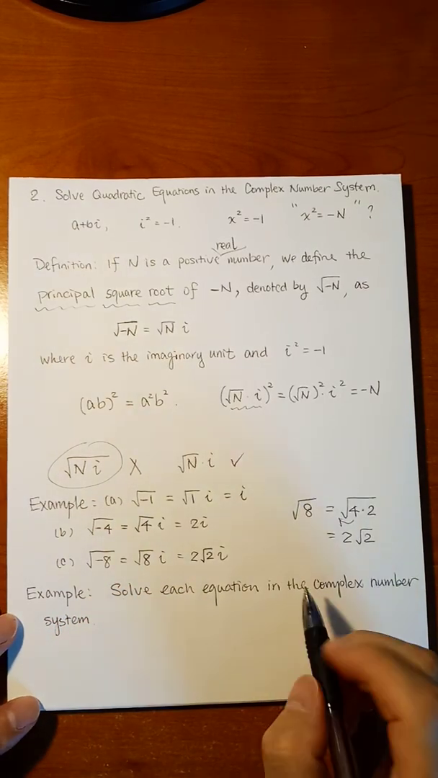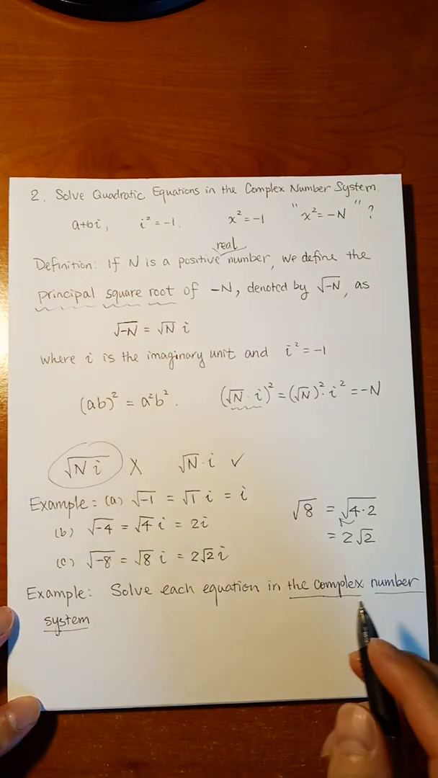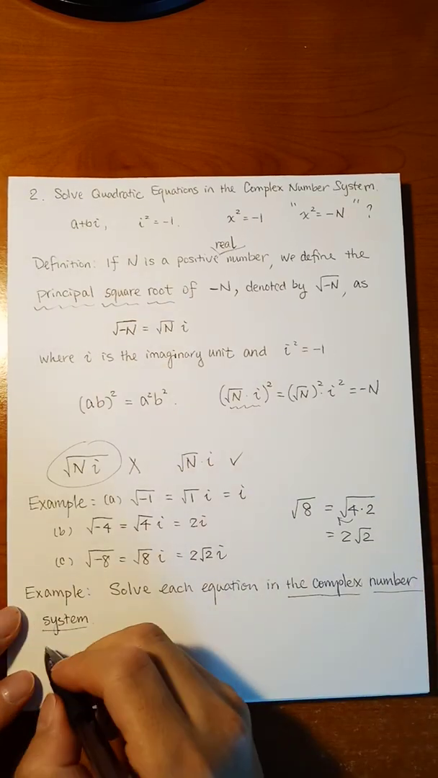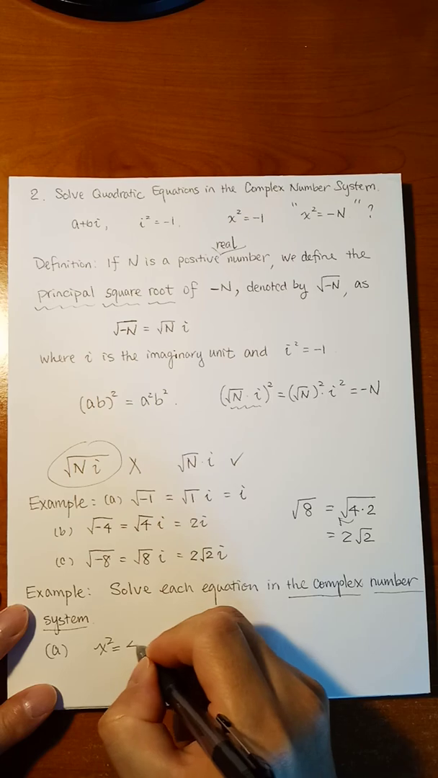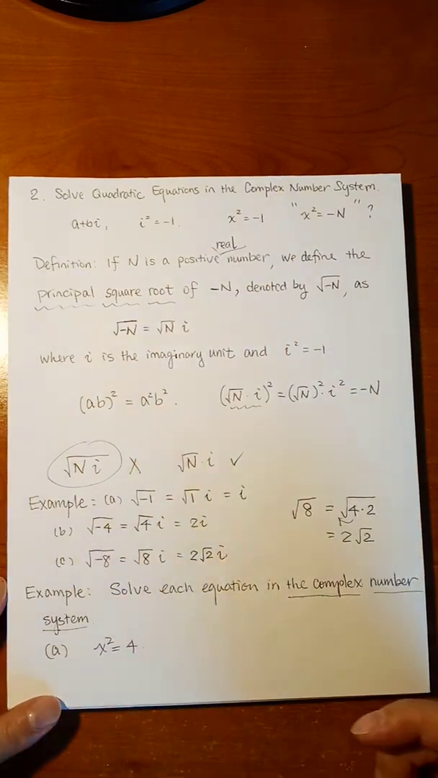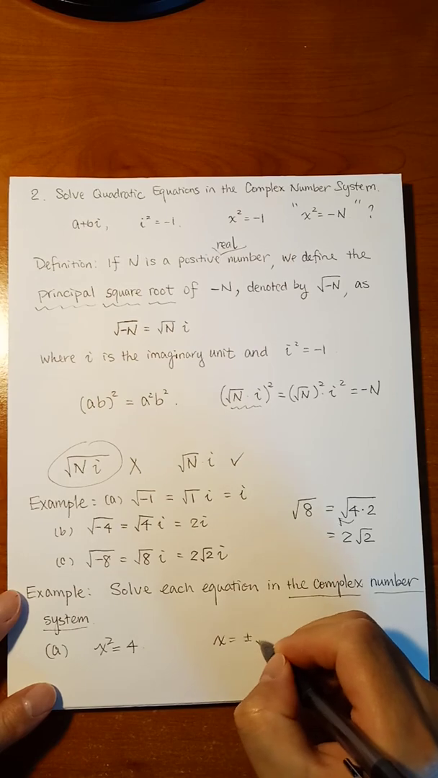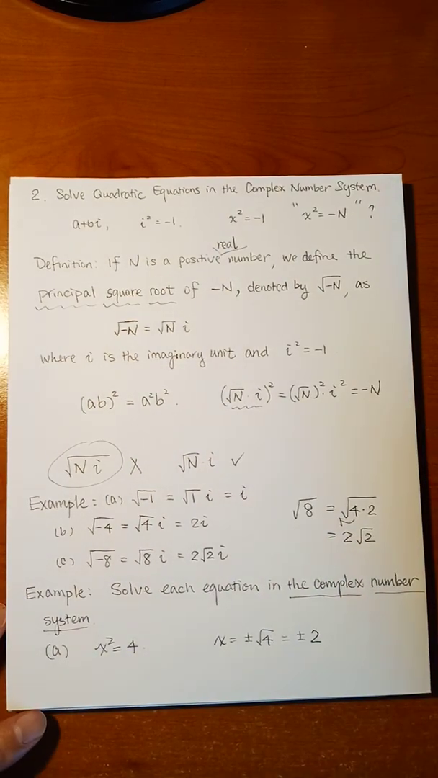Okay, when you see this in the complex number system, then you are allowed to use i. First, the square root method: x squared is equal to 4. Then what is x? x is plus or minus the square root of 4, which is plus or minus 2. Okay, and this is a standard one.